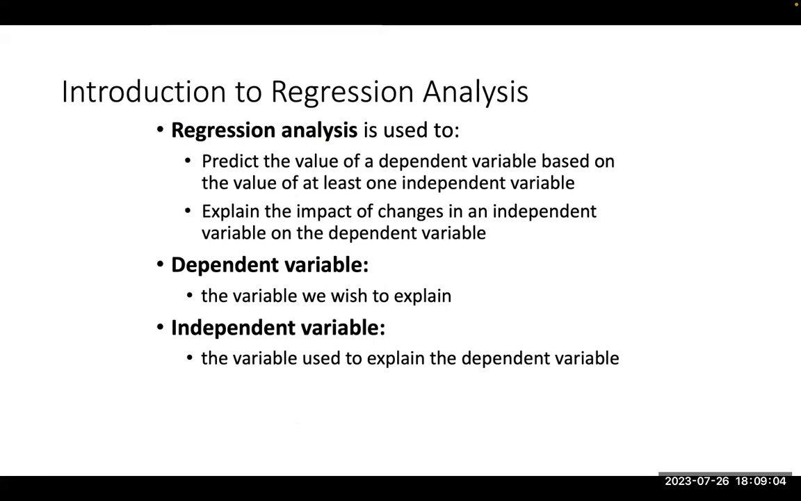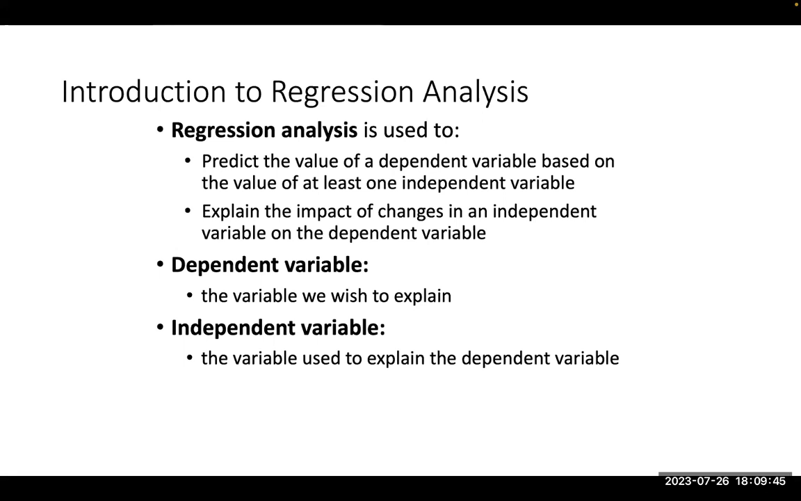So now when thinking about regression, you're basically taking correlation to the next level. You're now predicting your outcome variable, so you predict the dependent variable based on the value of at least one independent variable, and notably also explain the impact of changes in an independent variable on the dependent variable. What does that mean? If you have a dependent variable and an independent variable on the x-axis, you can estimate what the change in your dependent variable will be with a change of 1 unit of your independent variable.